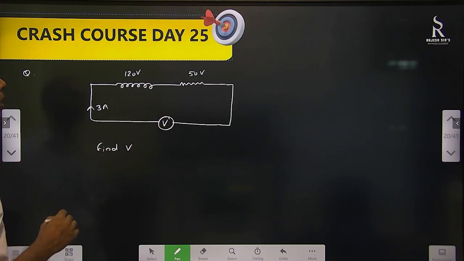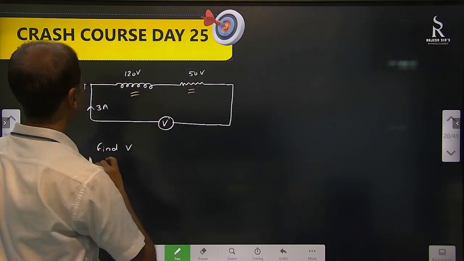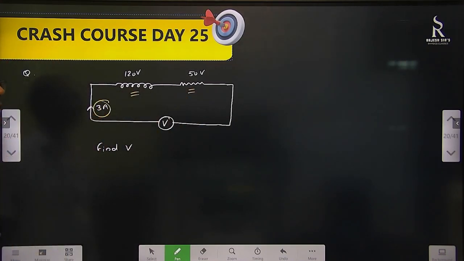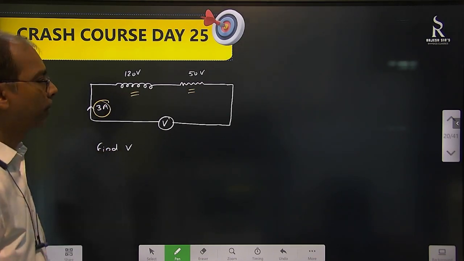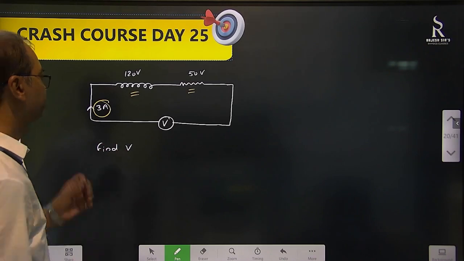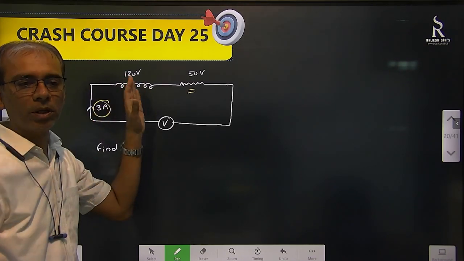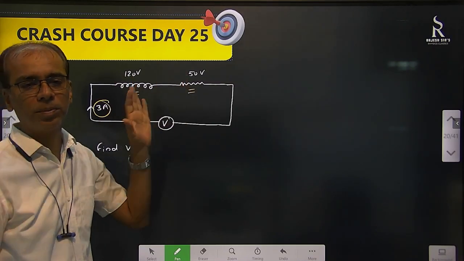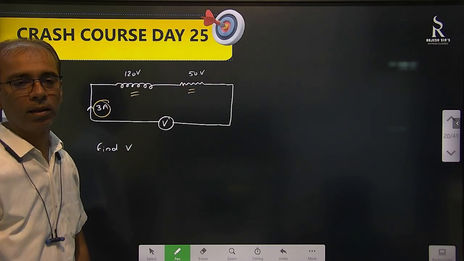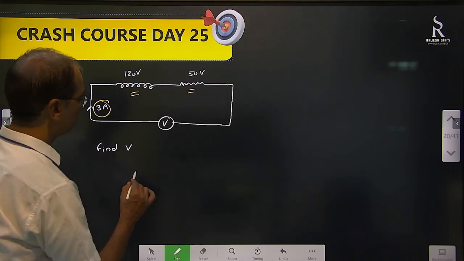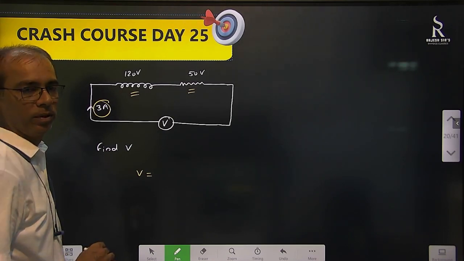Again, an LR circuit is there. This has 120 volt across the inductor and 50 volt across the resistor, and 3 ampere is the current. Which current? RMS current. So he is asking what is V. V is what? VRMS. This is the inductor, this is the resistance. Now the potential drop across the inductor and the potential drop across the resistor, do they have a phase difference? We say yes, a 90-degree phase difference is there. So then what will V be?